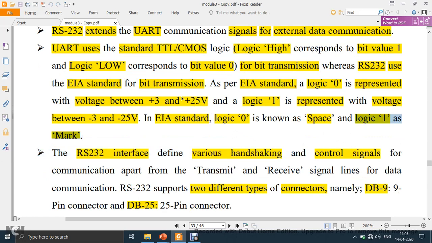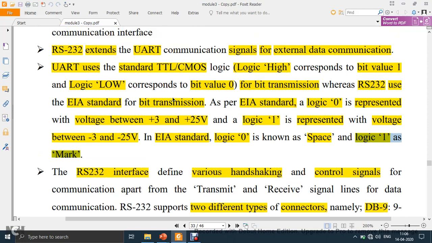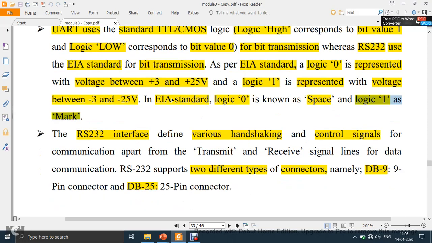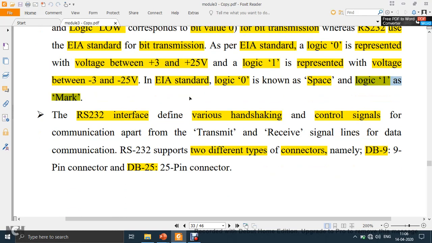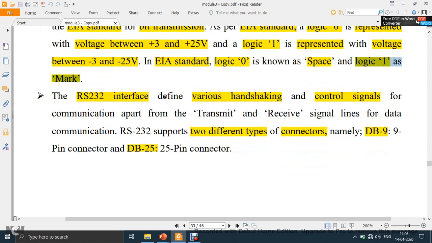So RS-232 operates at a much higher voltage compared to UART. This is necessary because it wants to extend the UART communication to the external world. RS-232 defines various handshaking and control signals for communication, apart from the transmit and receive signals for data communication. What do we mean by various handshaking and control signals?